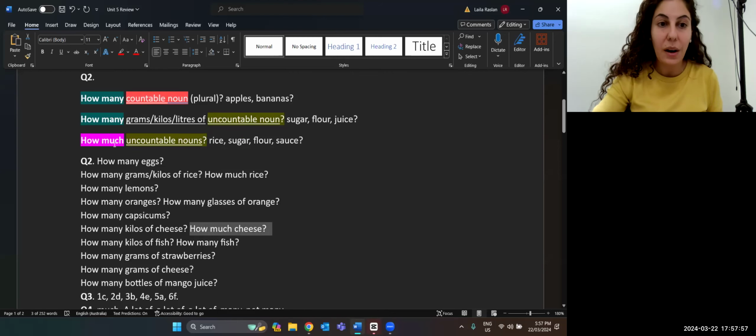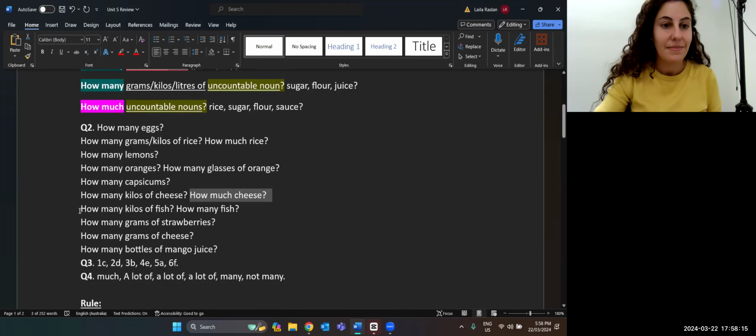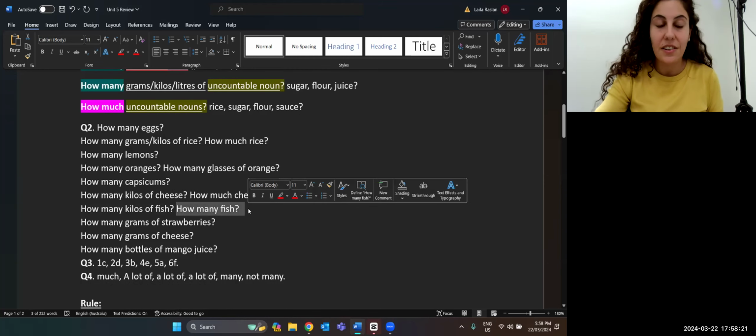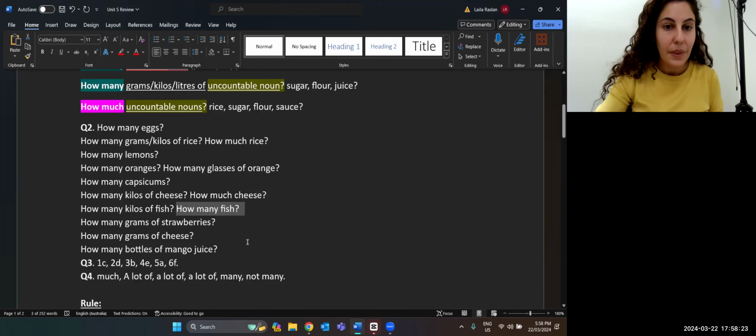Yeah. So with how much, we don't need to say grams of, liters of, kilos of. This is how you could say it with the uncountable. How much cheese? But you cannot put how much with countable nouns, only uncountable nouns. How many kilos of fish? Uncountable. How much fish do you want? How many fish do you want?